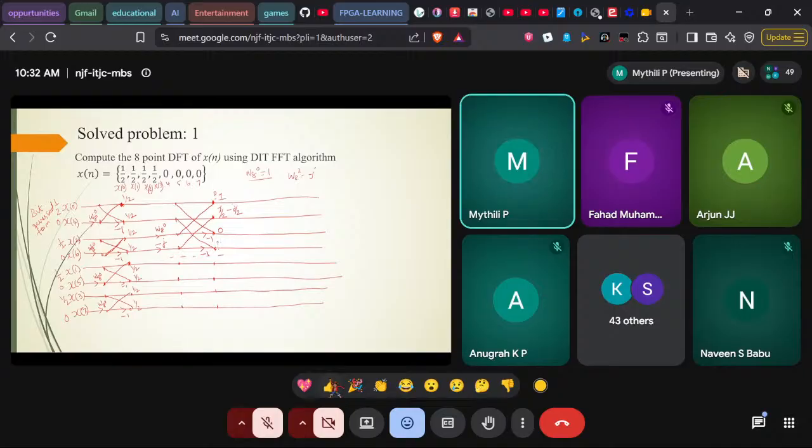Okay, and what about this point? Anybody? Half plus j by 2, yes. Half plus j by 2. Same way you can do for the lower side also. This and this goes to plus, and this goes to plus. Then minus, then minus.